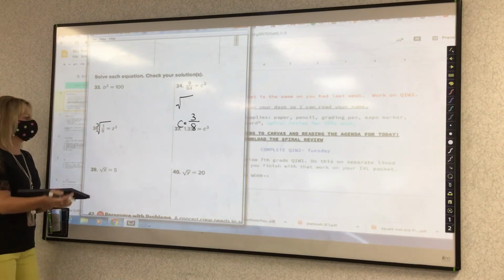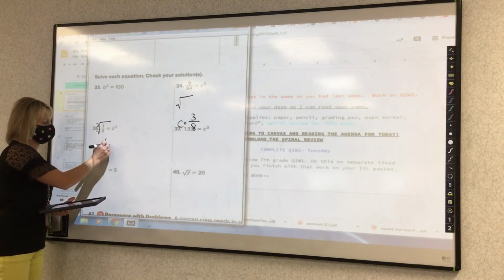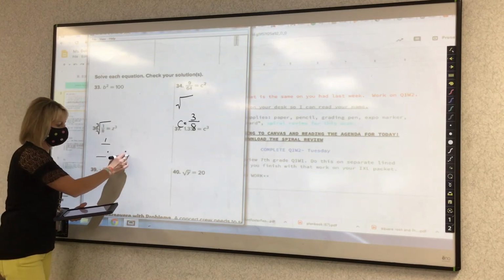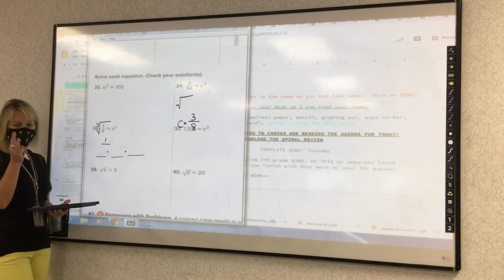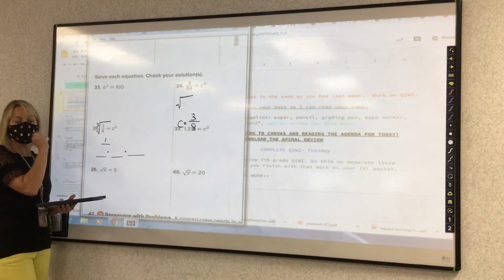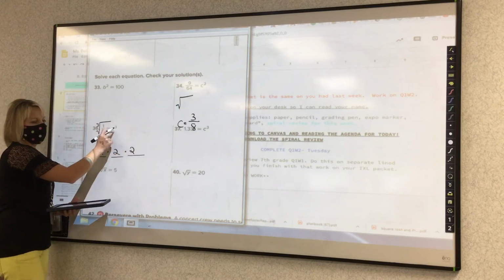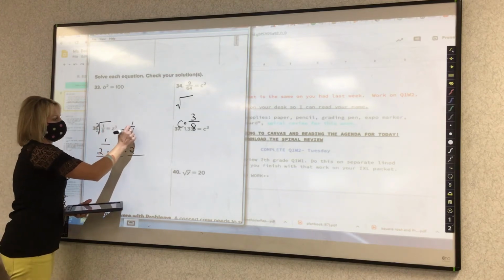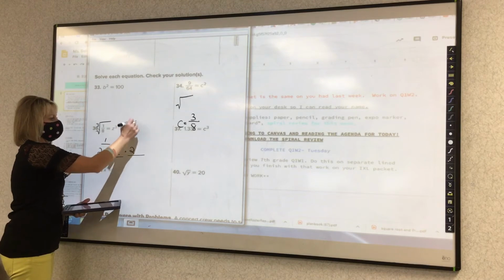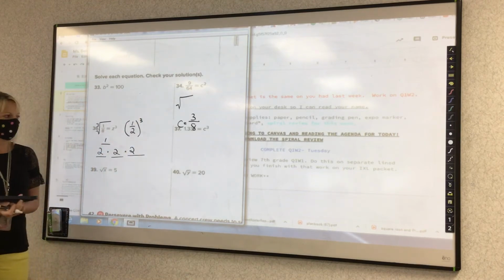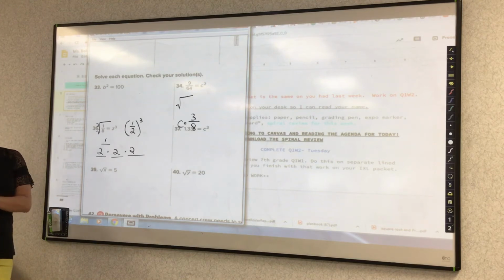Well, the cube root of 1 is always going to be 1. So what times itself 3 times gives me 8? 2. 2 times 2 times 2. So Z is 1/2, because 1/2 cubed gives me 1/8. So I got just 1/2. So I'm good.